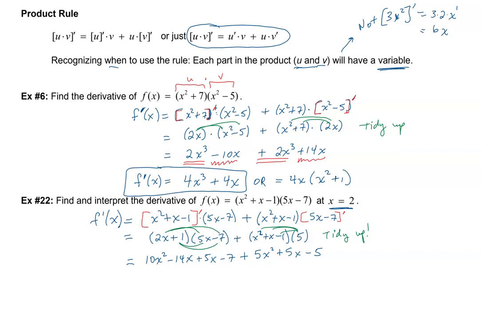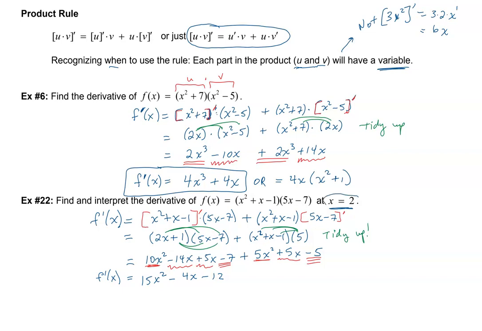All right, so for a final derivative of f prime of x, combining like terms, I've got 10x squared plus 5x squared, so that's 15x squared. Then I've got minus 14x plus a 5x and plus another 5x. So altogether that gives me minus 4x. And then I've got minus 7 and minus 5. Combining those gives me minus 12. Feel free to try to factor that. I'm not even going to try because that's not the point of this particular problem.